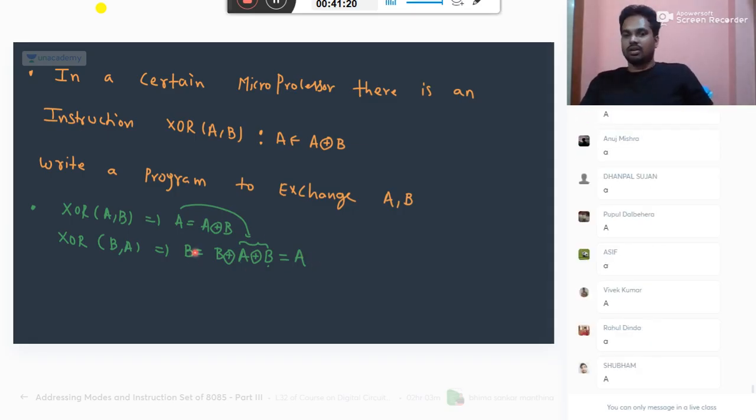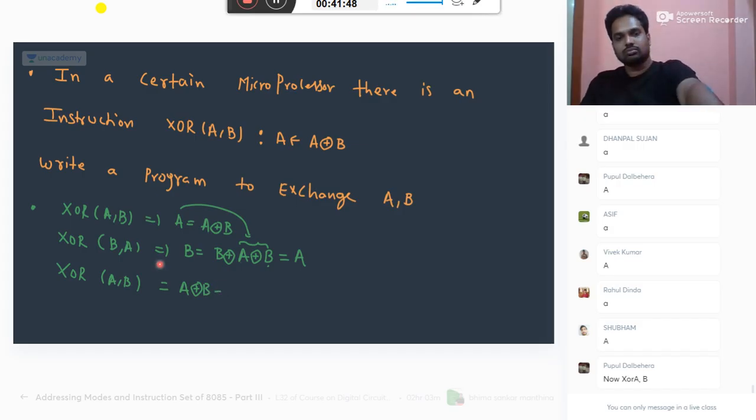A is copied with A XOR B. What is A XOR B now? Current contents of A XOR with the current contents of B. That will give you A XOR A is 0, 0 XOR B is B. Now after these two instructions, your A will become B.